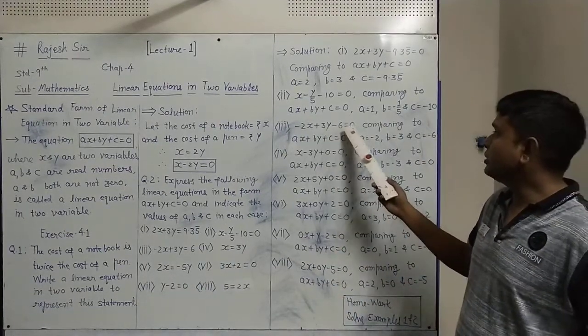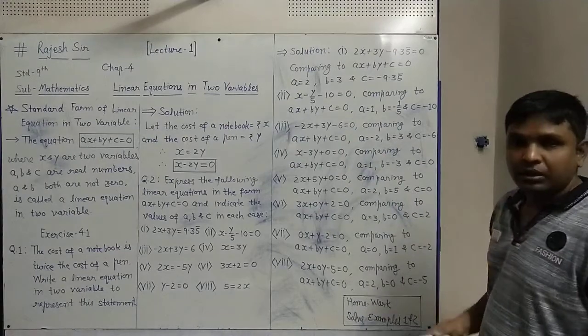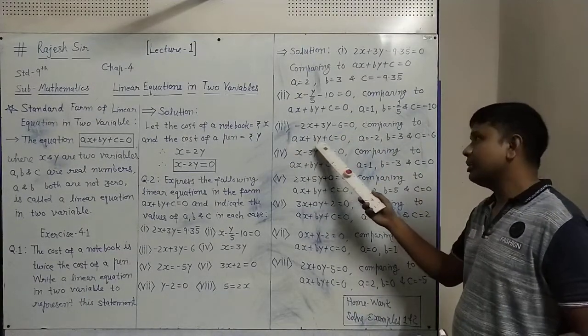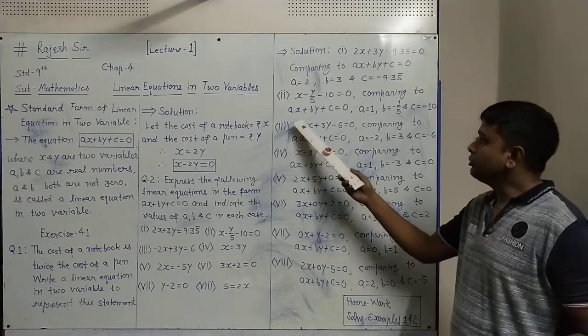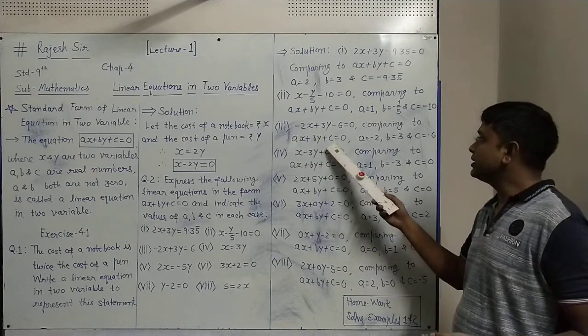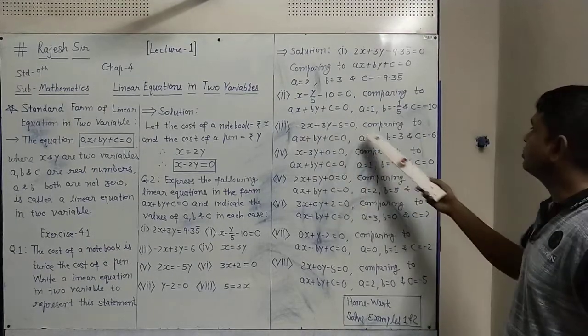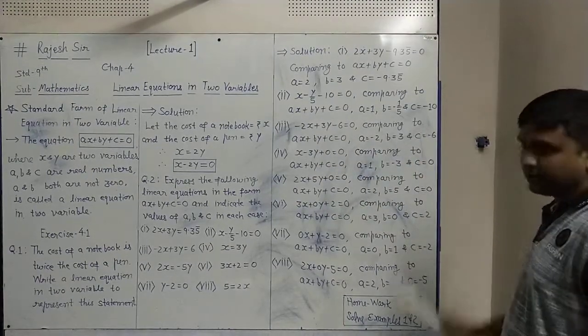6 is taken on left equal to 0. This is in the form of ax plus by plus c equal to 0. Comparing to ax plus by plus c equal to 0, a equal to minus 2, b equal to 3, and c equal to minus 6. Here we have a equal to minus 2, b equal to 3, c equal to minus 6.